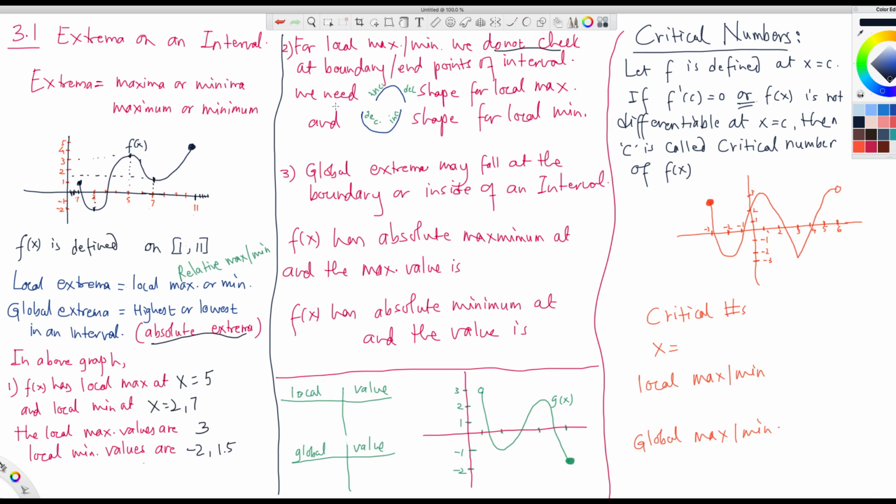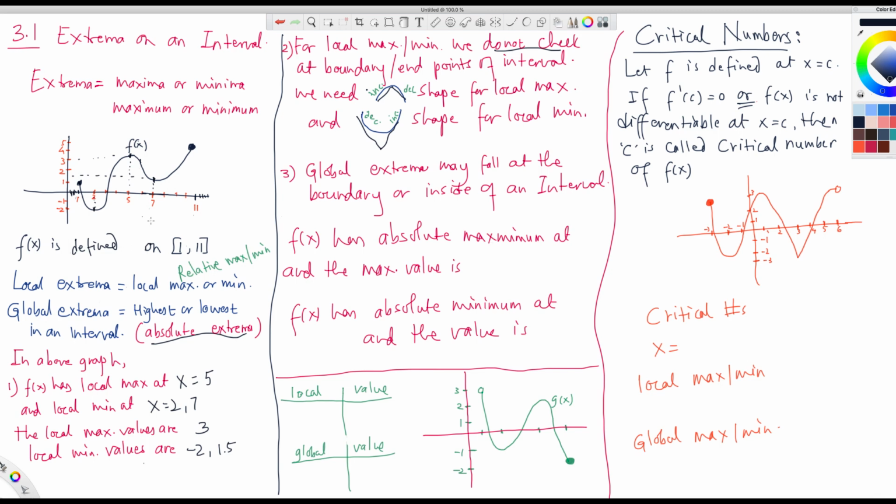Because for local max or local min, for the local max you need an increasing and then decreasing pattern, and then decreasing and then increasing shape for the local min. That's what we need. You understand? Okay. So the global extrema may fall at the boundary. You check at the boundary, whereas local max and local min fall inside an interval. For the global max or the absolute max or min, you look at where the height is the lowest and where the height is the highest.